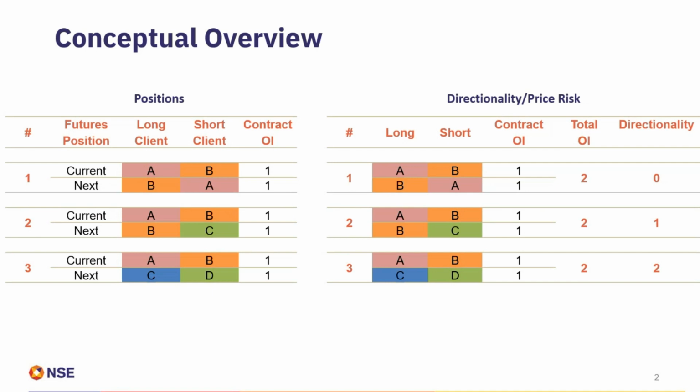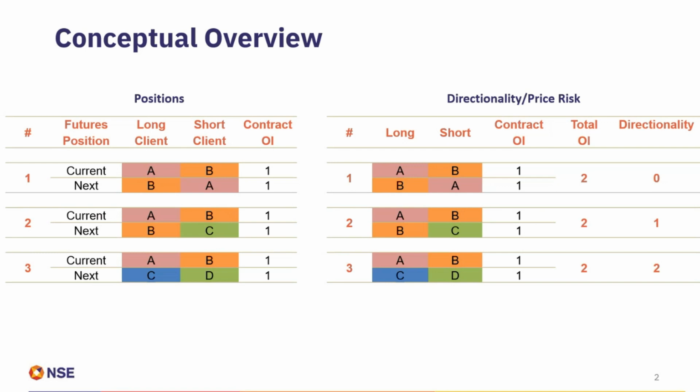I have given three scenarios on this slide. The first scenario that you would see is that there are only two clients, A and B, and both have done a calendar spread. Client A has a long future in the current month and a short future in the next month, while client B has a short future in the current month and a long future in the next month. So this is one possible scenario.